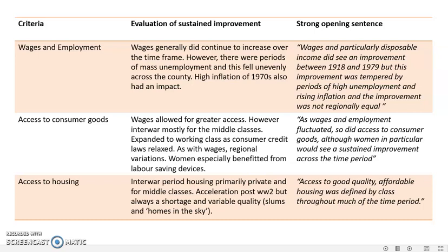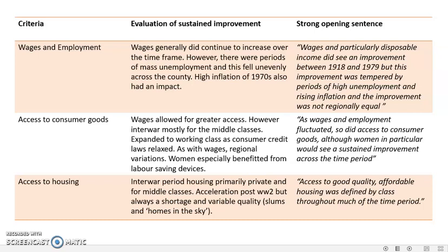And industrial areas of Britain where there was high unemployment. We'll come to the last column in a moment, but if we go down to our second criteria, access to consumer goods, what would be my main analytical points I would want to make? Well, because of wages, and we can make that link with wages and employment, people had greater access to consumer goods.